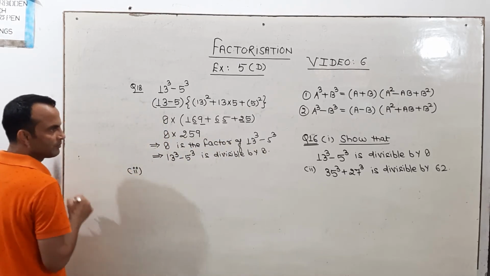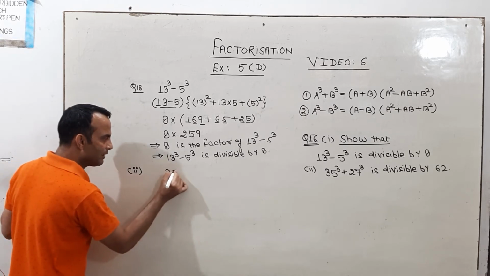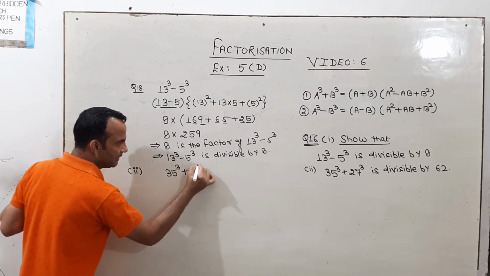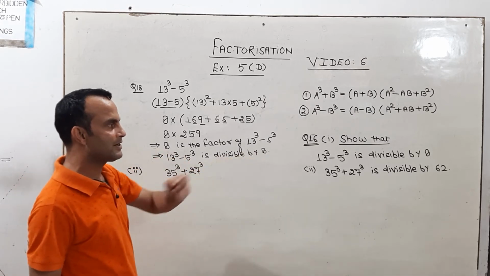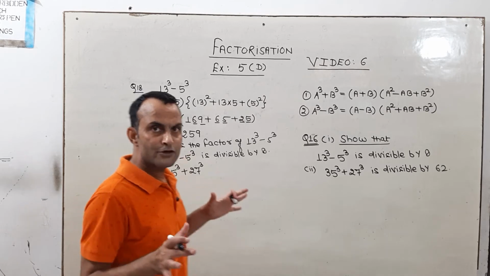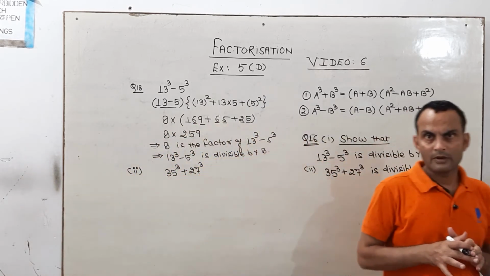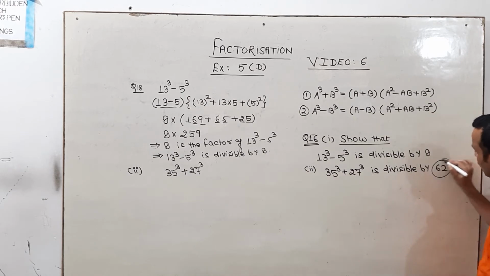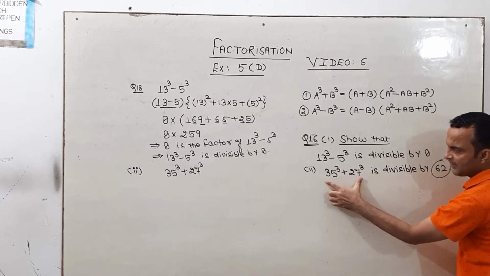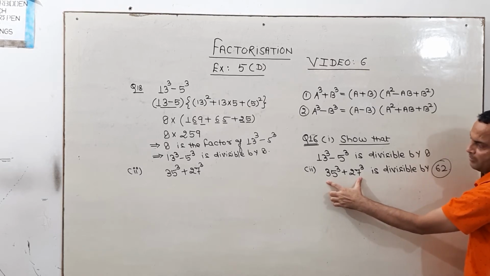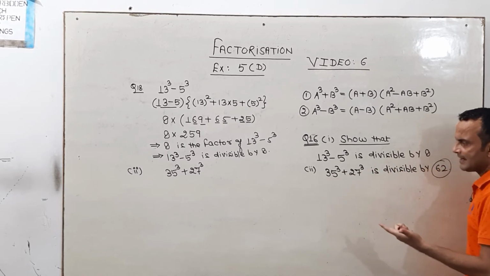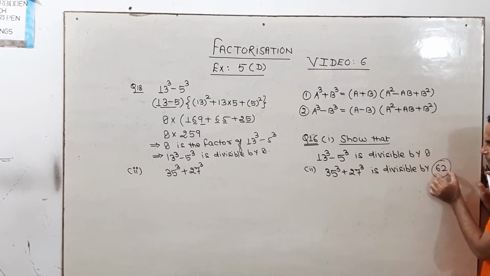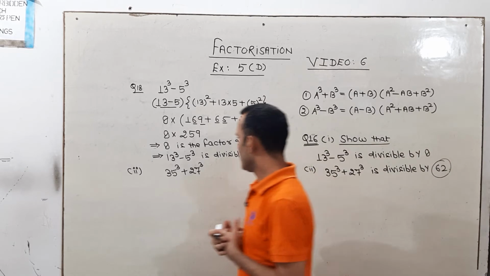Okay, see the second part. Second part is what? 35 raised to the power 3 plus 27 raised to the power 3 is divisible by 62. My dear students, I have already told you that if this expression is divisible by 62, then 62 must be the factor of this expression. Or in other words, I can say that this expression is the multiple of 62. Now see how we proceed.